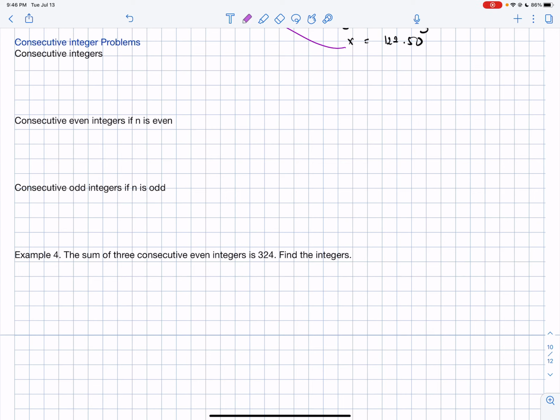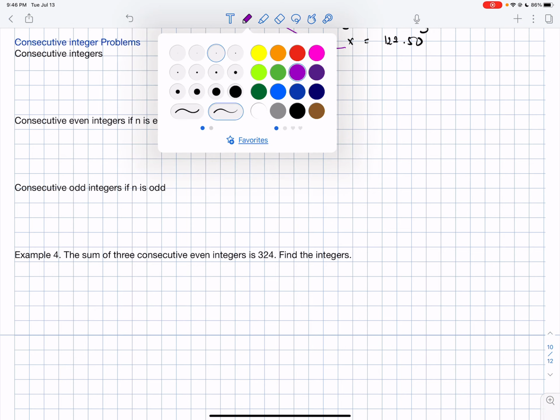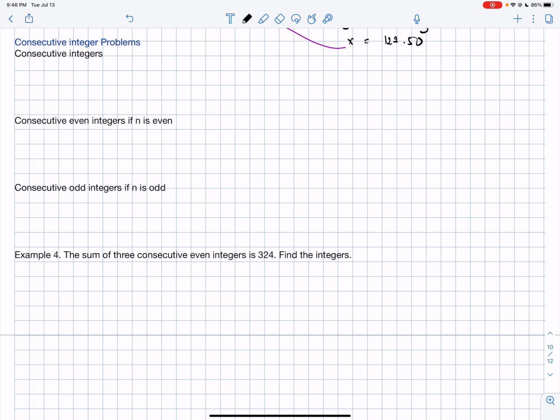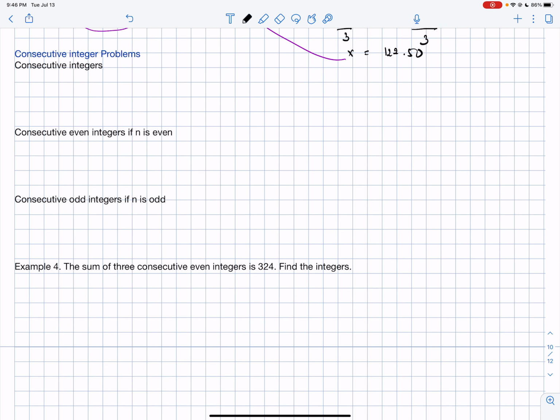Now in this video, we will be talking about the consecutive integer problems. First of all, we understand the integers are 0, plus or minus 1, plus or minus 2, plus or minus 3, and so on. So if we have 2 over 3, it's not an integer. Or if we have the square root of 3, this is not an integer. Or 1.6, a decimal number, this is not an integer. So integers are 0, plus or minus 1, plus or minus 2, plus or minus 3, and so on.